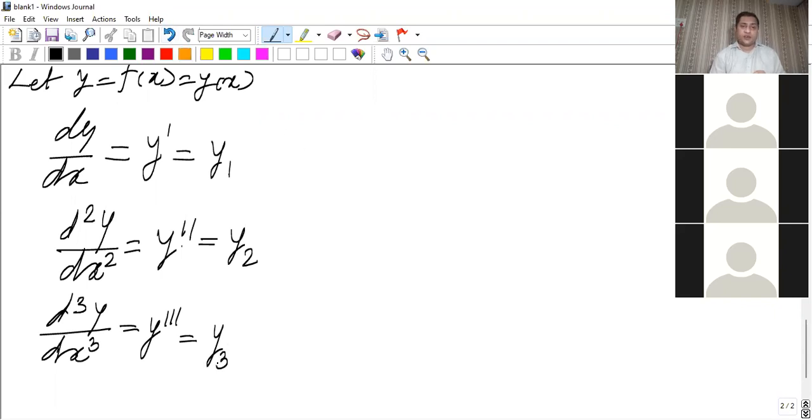So in suffix notation it is going to be y3. Okay, so this is the third order derivative. And now we again differentiate this. So we have differentiated the third derivative, so we have the fourth order derivative, d4y by dx raised to 4, and in the dash notation we use Romans. Mostly we use Roman, and this is going to be y4.